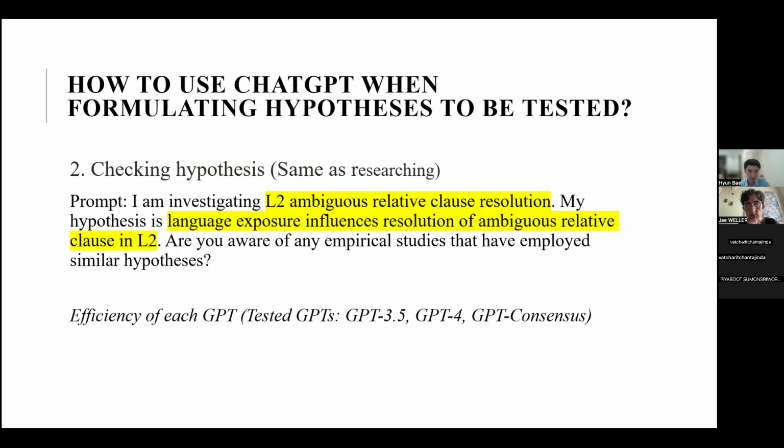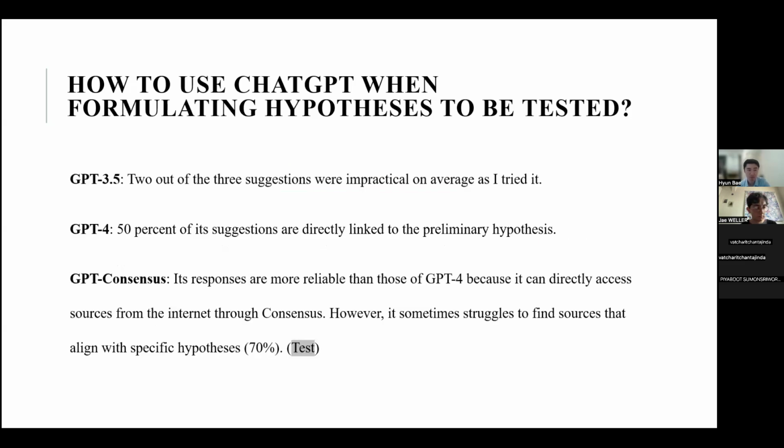I am investigating L2 ambiguous relative clause resolution. My hypothesis is language exposure influences resolution of ambiguous relative clause in L2. Are you aware of any empirical studies that have employed similar hypotheses? When I tested these models, GPT 3.5, 2 out of 3 suggestions were impractical, so not that useful. GPT-4, 50%, better than 3.5. Consensus, about 70%. So it's the most efficient one.